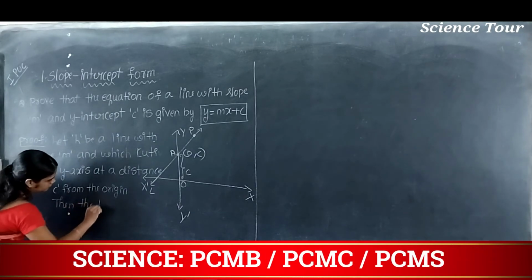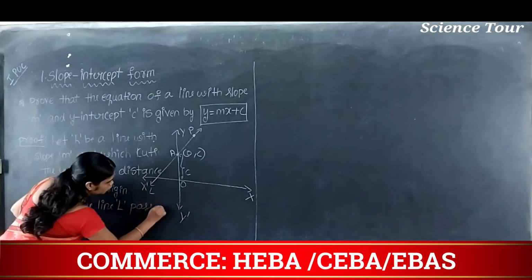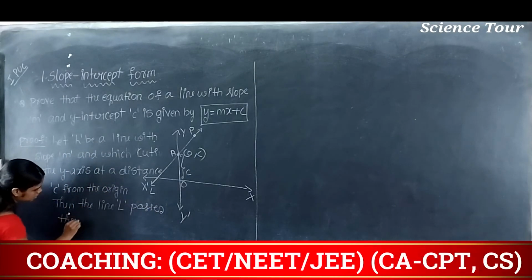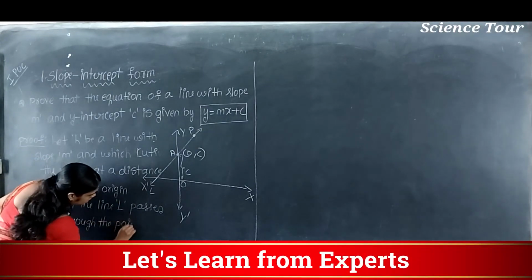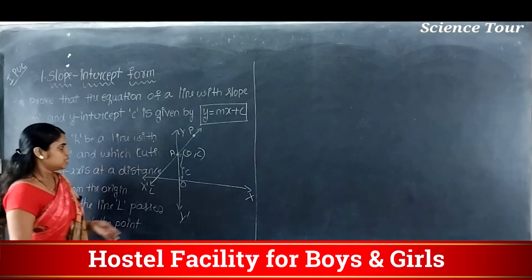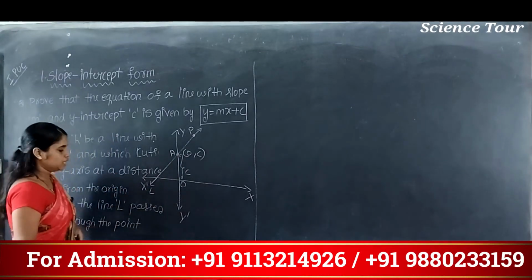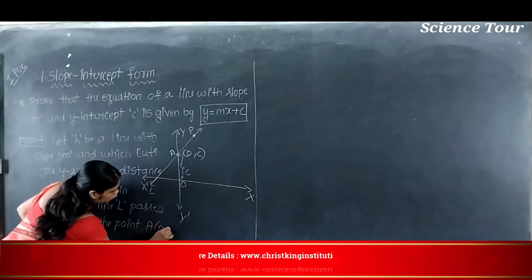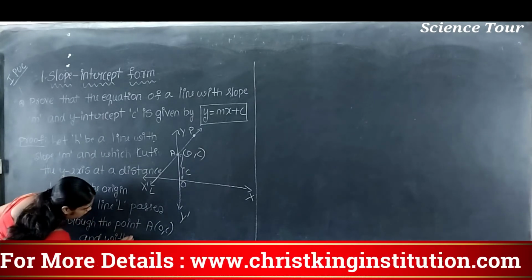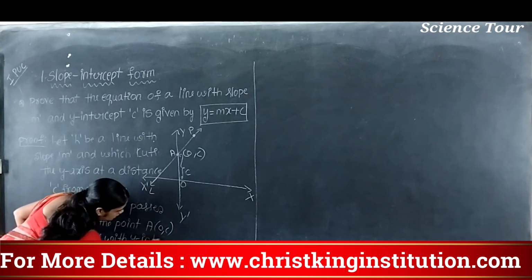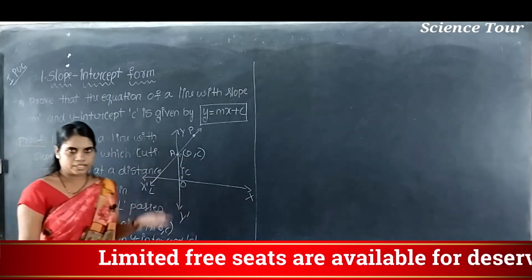So then the line L passes through the point. See here, which point? That is point A. What is the coordinate of point A? 0, c, and with the y intercept c. What is this? I already explained.